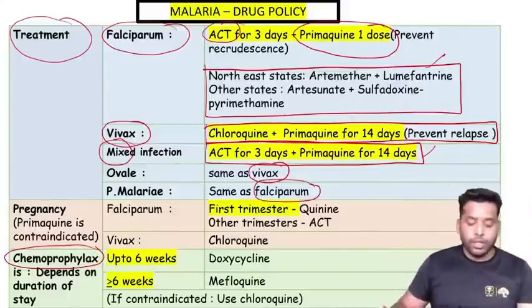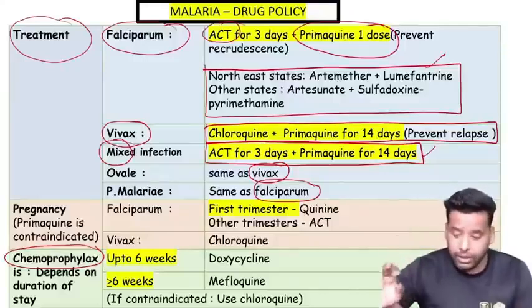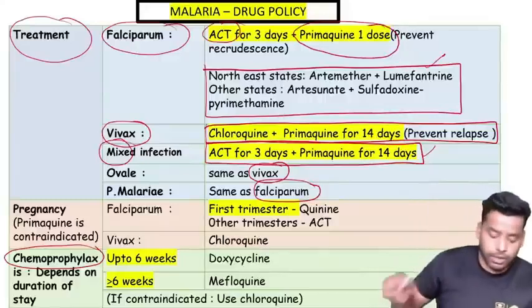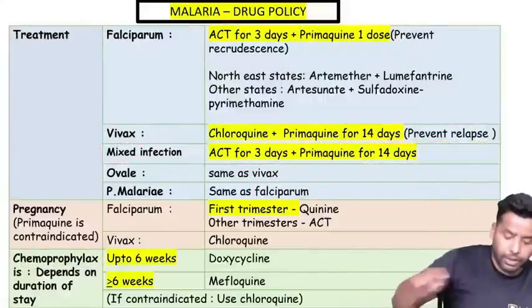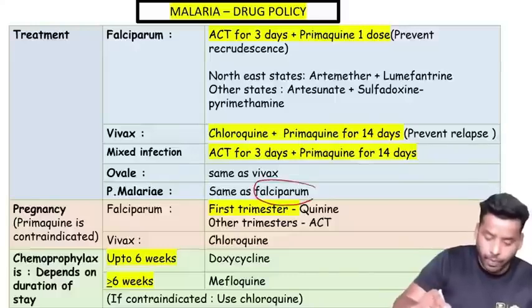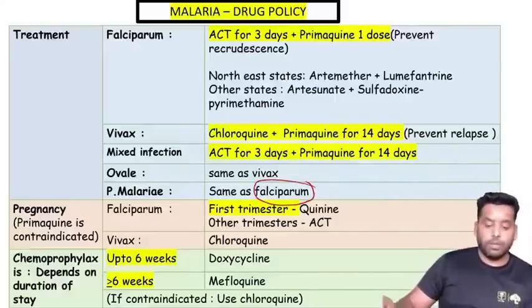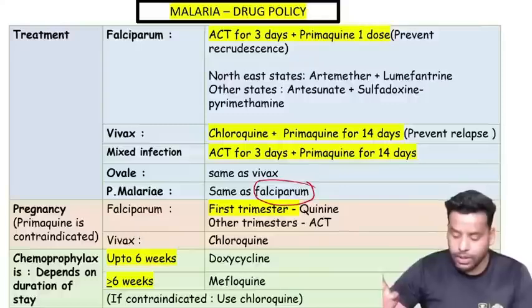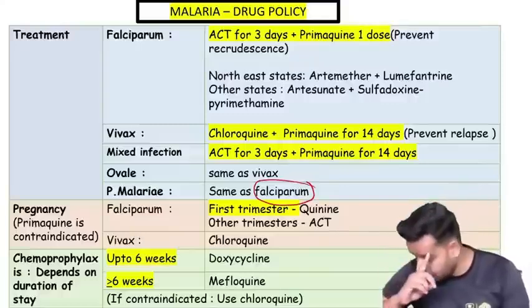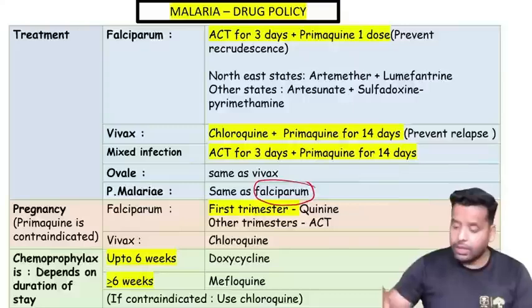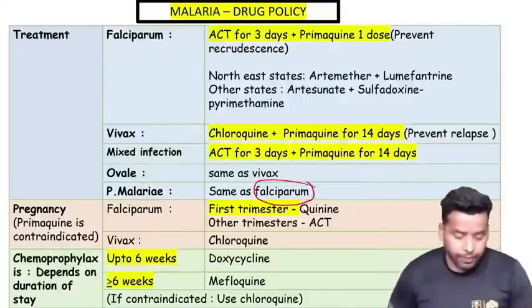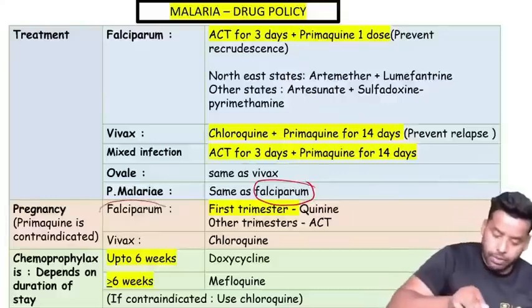How to manage Plasmodium malariae in Northeast states? Northeast: artemether lumefantrine. Primaquine 1 dose. Very good.